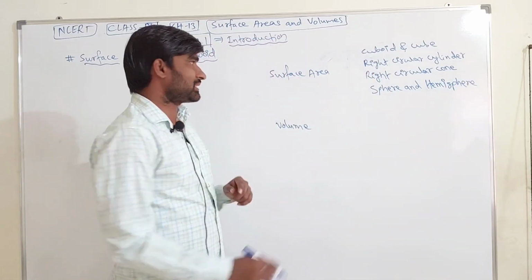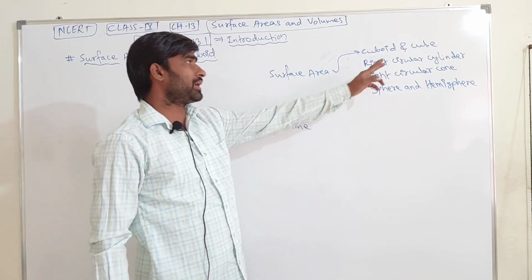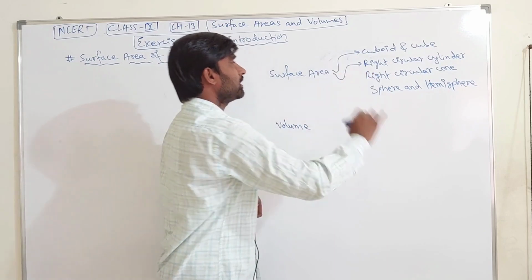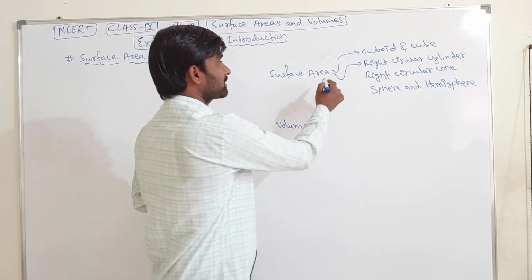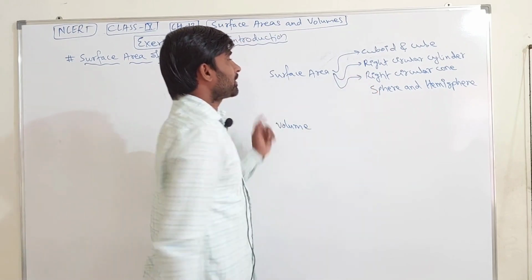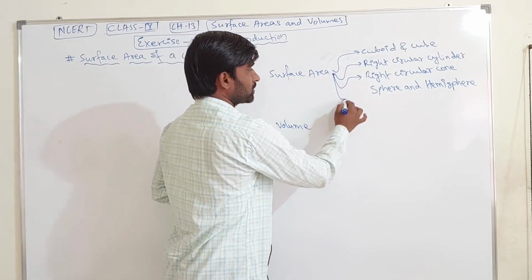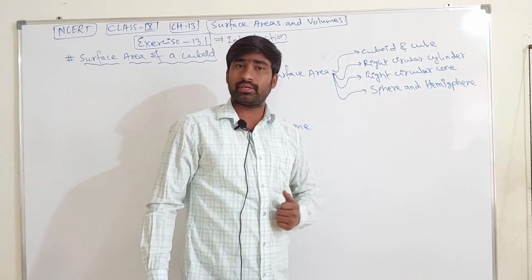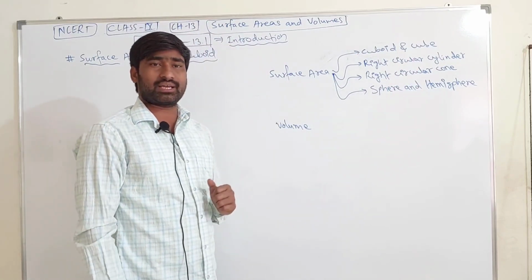Our first exercise is all about surface area of cube and cuboid, and the second exercise is surface area of a right circular cylinder, and the third exercise is the surface area of right circular cone, and the fourth exercise is the surface area of a sphere and hemisphere. These are the first four exercises, and the remaining four exercises are the volumes.